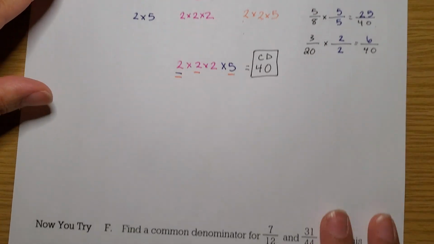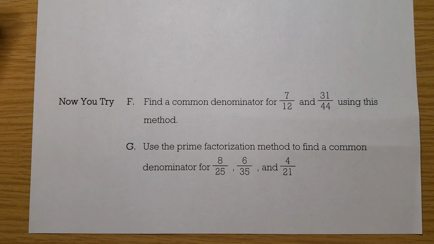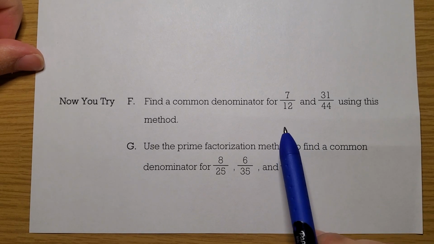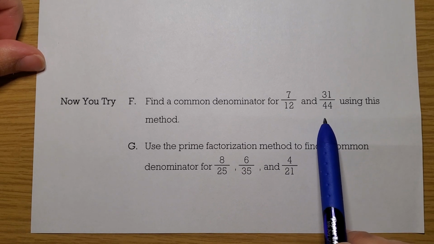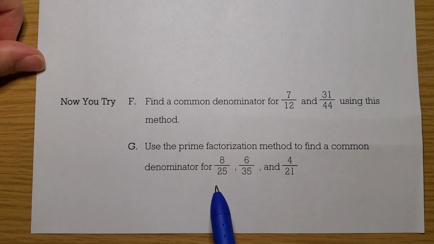All right. So we've got a few questions here for you to try out on your own. So see if you can use this technique to find a common denominator for 7/12 and 31/44. And then also use it to get a common denominator for 25ths, 35ths, and 21ths.